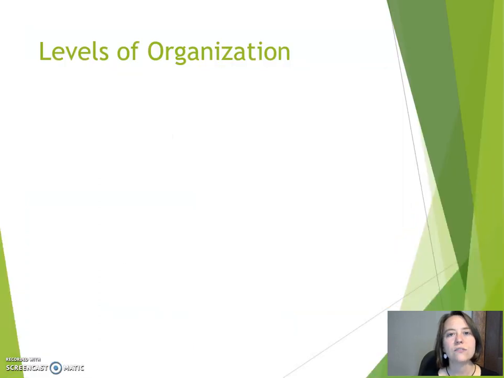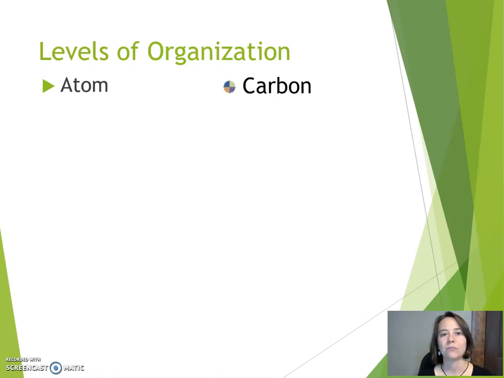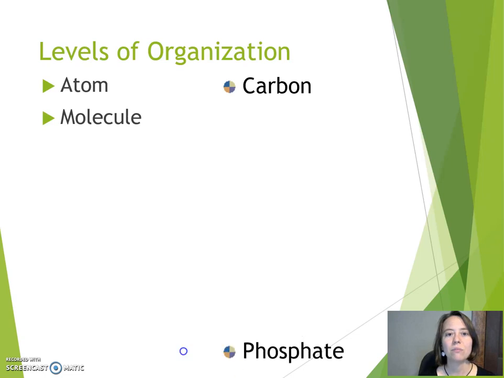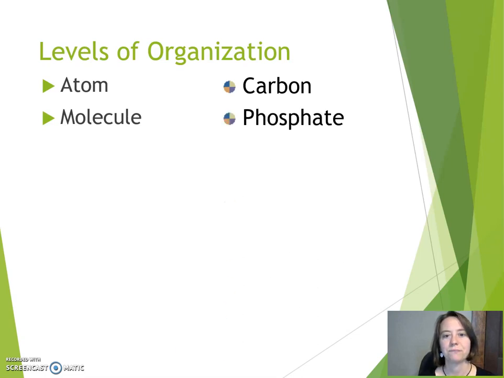We're going to look at the different levels of organization of the human body, starting with the smallest one, the atom. An example of an atom is a carbon atom. When you have several atoms together, you have a molecule. One example of a molecule is phosphate.